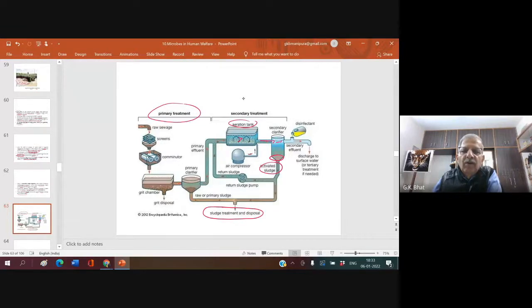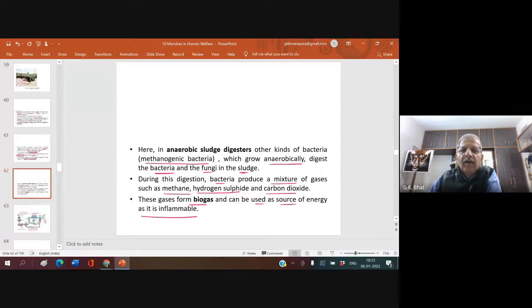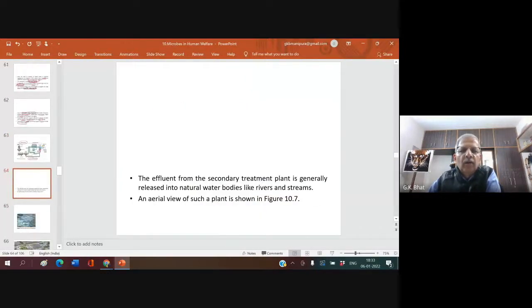What is it called? Sludge. What is that? Anaerobic sludge digester. In this anaerobic sludge digester, much of the bacteria and fungi are digested by methane bacteria. At that time, gases are released: methane, hydrogen sulfide, carbon dioxide, which are inflammable and used as biogas. Understood?